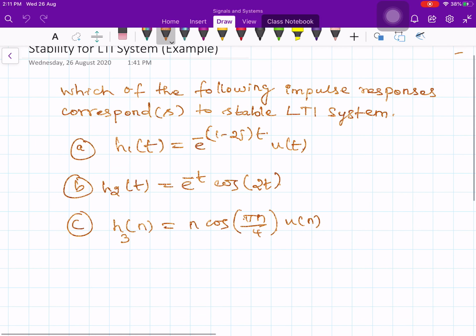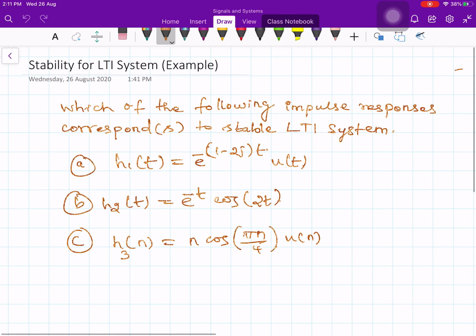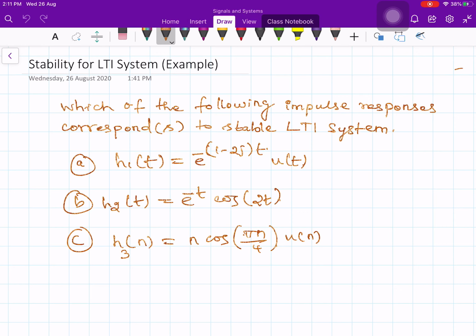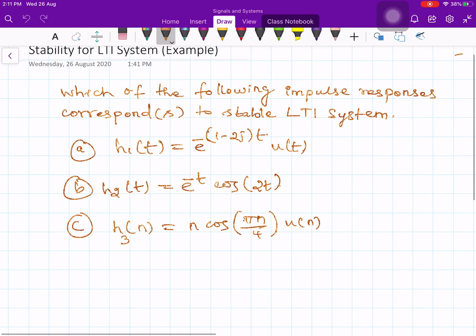Problems to check the stability condition for an LTI system. Okay, so the first one: the question is, which of the following impulse responses corresponds to a stable LTI system? Let us take the first one. The first one is h1 of t is equal to e to the minus (1 minus 2j) times t, times u of t.